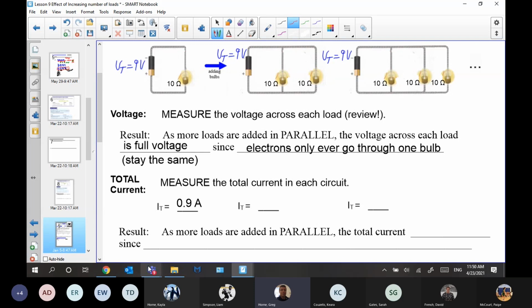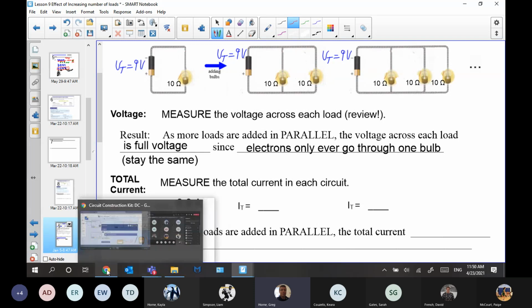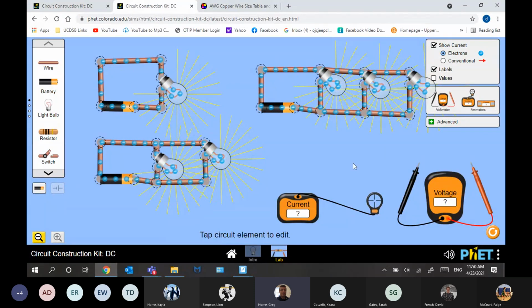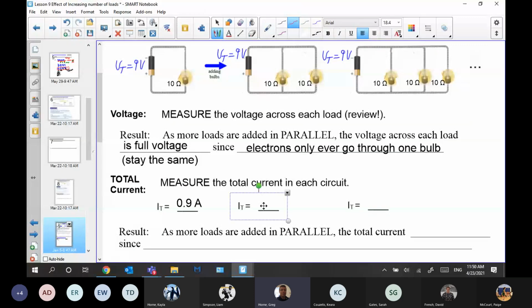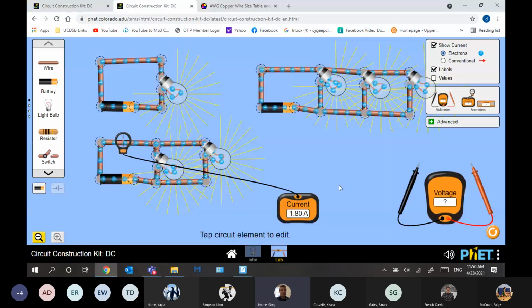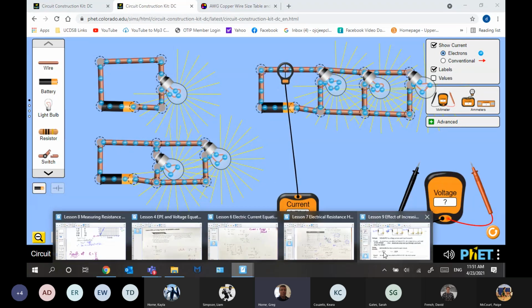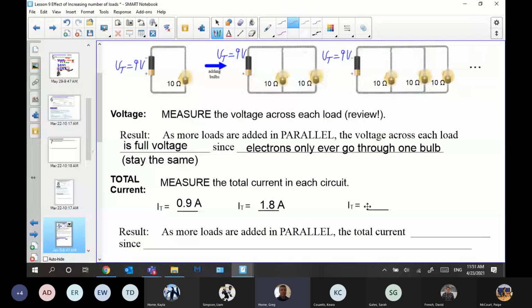So current was 0.9. What's the current in the 2-bulb circuit? Anybody have it? 1.8. Yeah, 1.8. Good job. So we've got 1.8 there. And then we've got what in the 3-bulb? Current, sorry, jumping around here. Current in the 3-bulb was 2.7, right? Good. So 2.7.